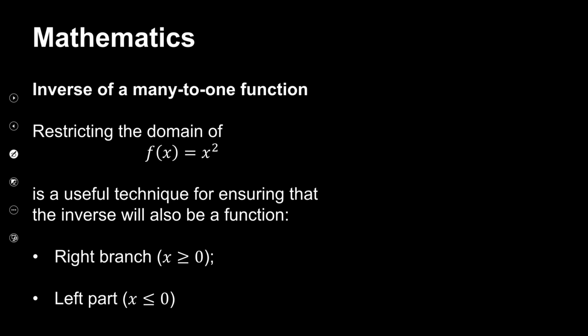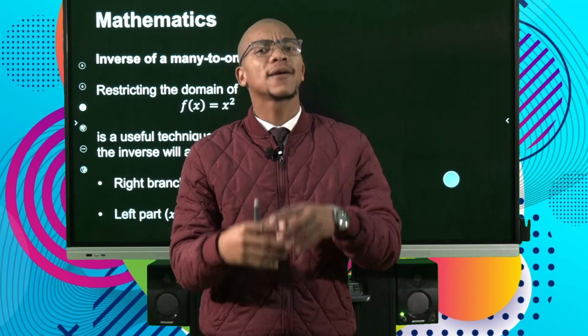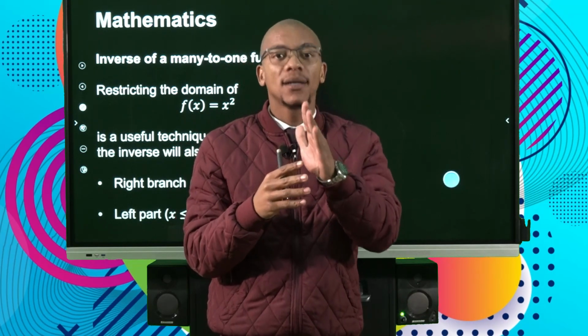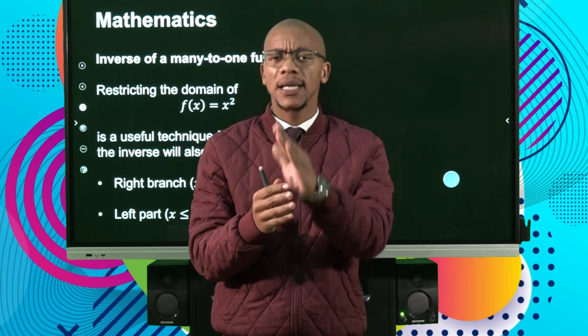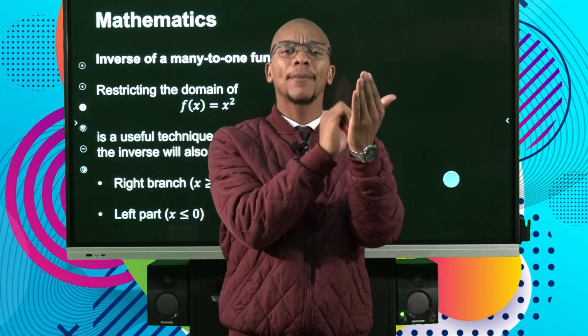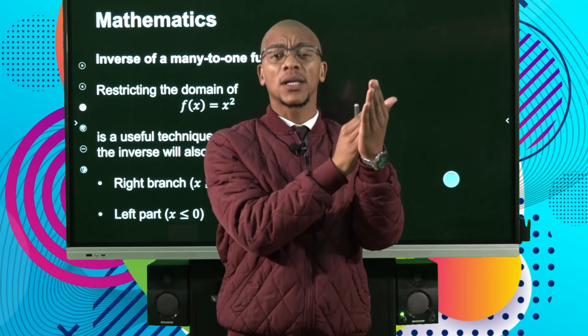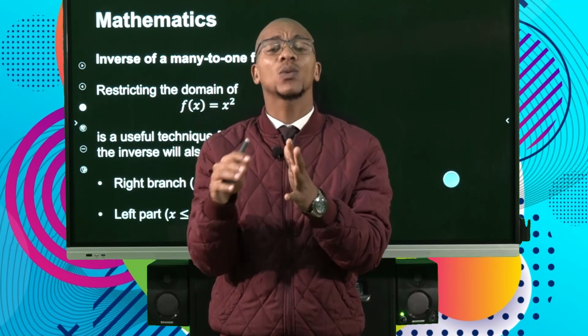We will need to do what we call restricting the domain of this function. To restrict the domain, guys, simply means that you are focusing on one arm of this particular parabola, right? Either the left arm, which is when you talk about x being less than or equal to 0, or you are talking about the right arm, right? The right part. And the right part will be when x is greater or equal to 0.